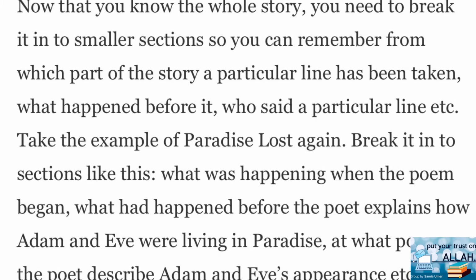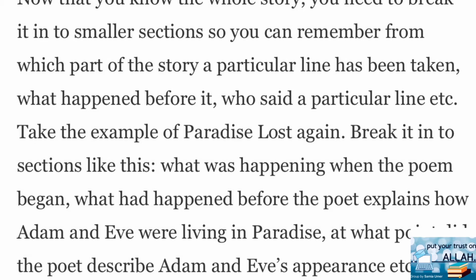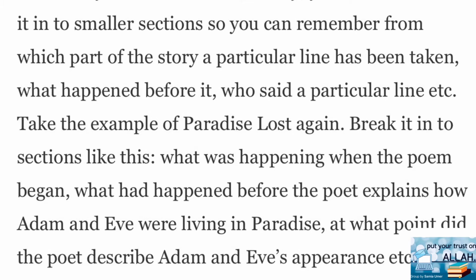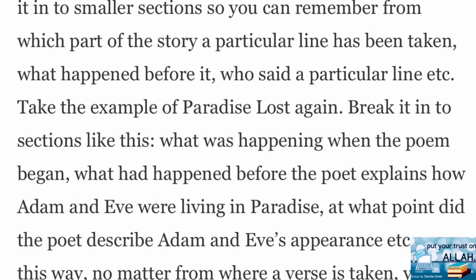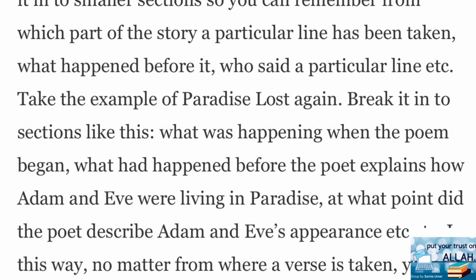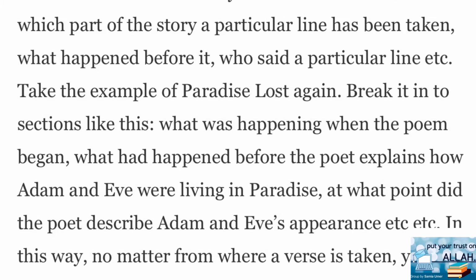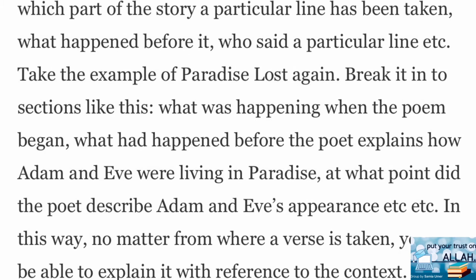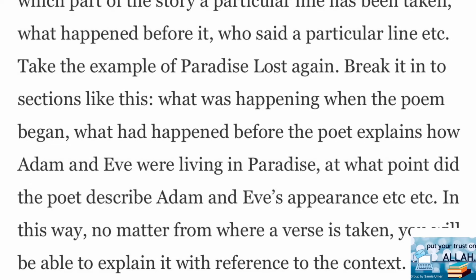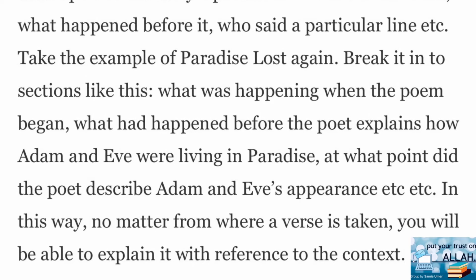What was happening when the poem began? What had happened before? The poet explains how Adam and Eve were living in paradise. At what point did the poet explain or describe Adam and Eve's appearance, etc., etc. In this way, no matter where a verse is taken from, you will be able to explain it with reference to the context.